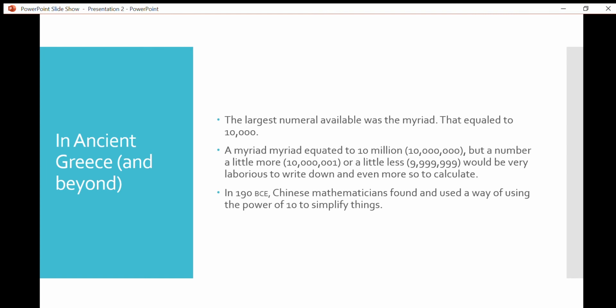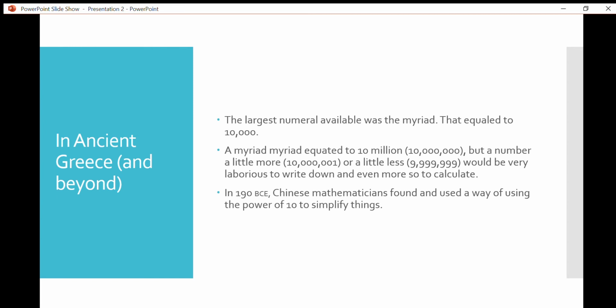So other than that, a myriad equated to 10 million. 10 million is a big number. As you can see here, it's 1 followed by 1, 2, 3, 4, 5, 6, 7 zeros, which means that it's 10 to the power of 7. But a number a little more, which is maybe 10 million and 1, or a little less, maybe 9,999,999 would be very laborious to write down and even more so to calculate.